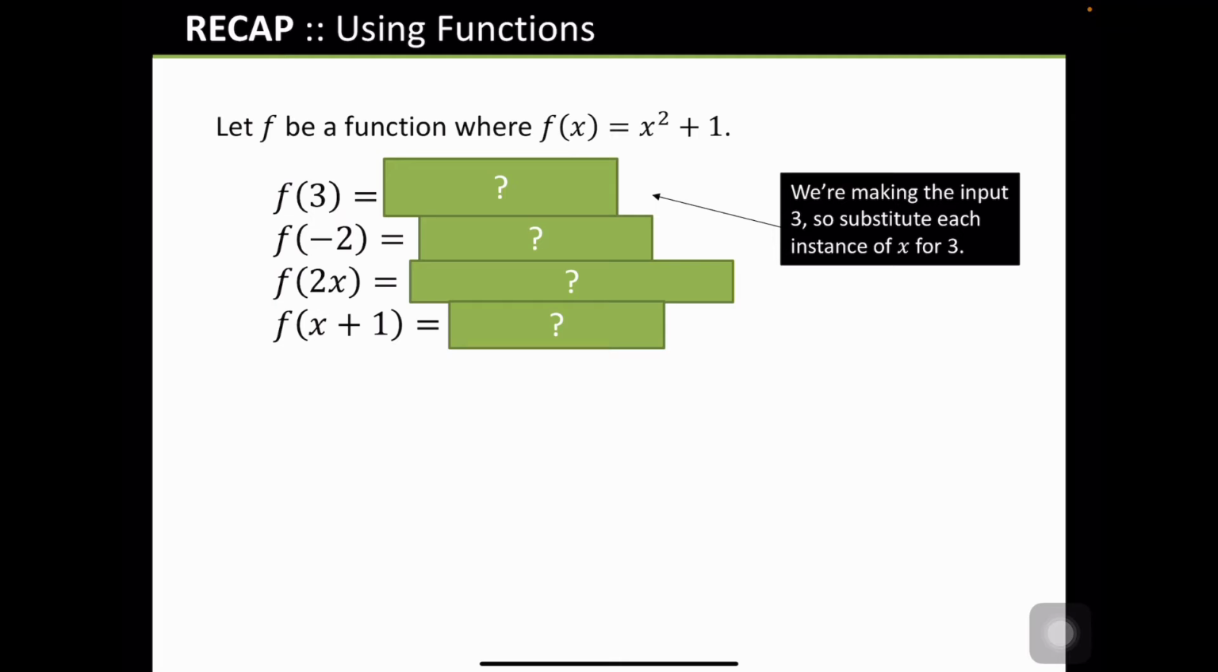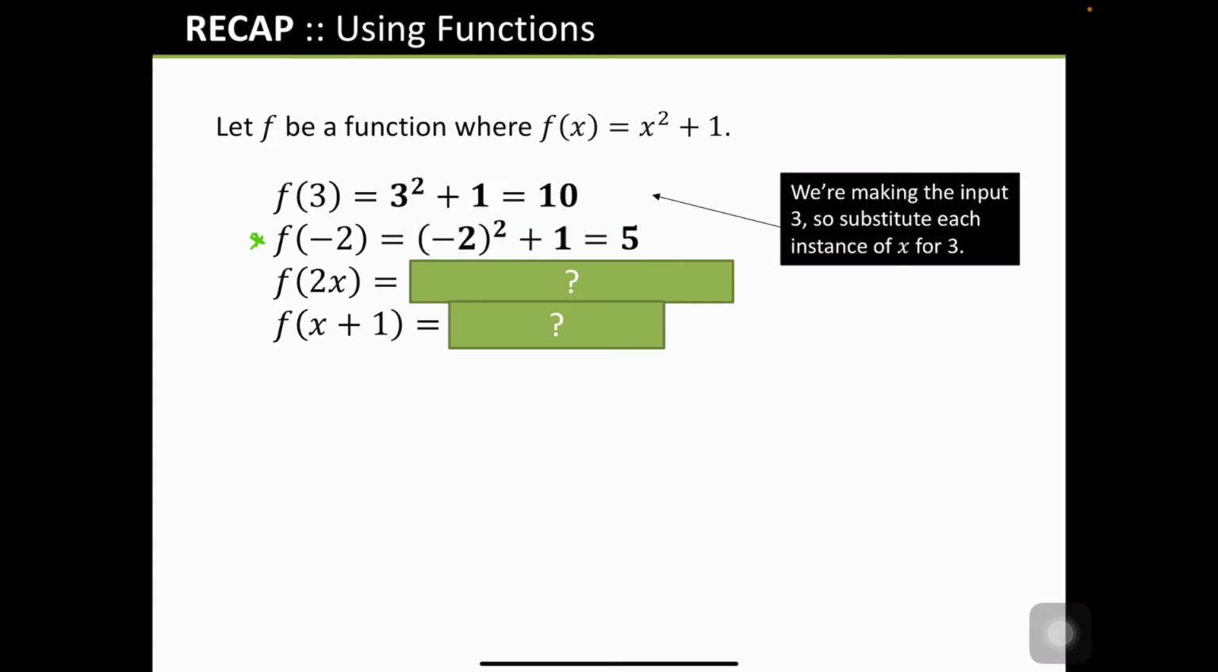So when x equals 3, 3 squared plus 1 equals 10. Here you have to be careful not to make a mistake because negative 2 squared is 4, not negative 4. 4 plus 1 is 5. Here, this is an interesting one.